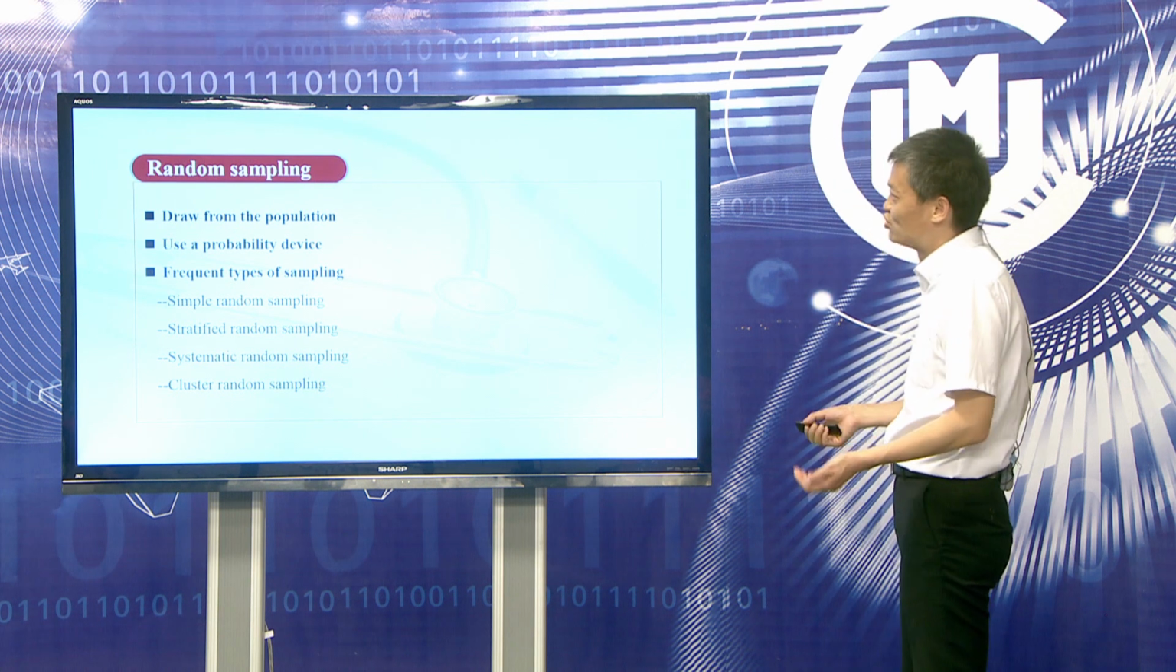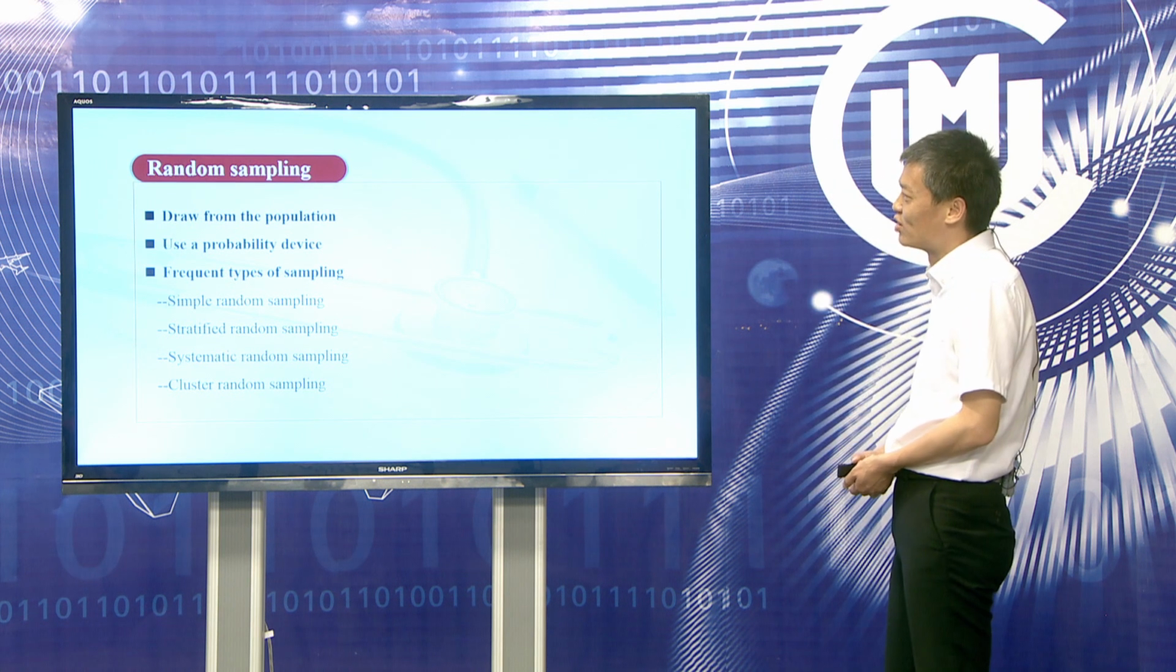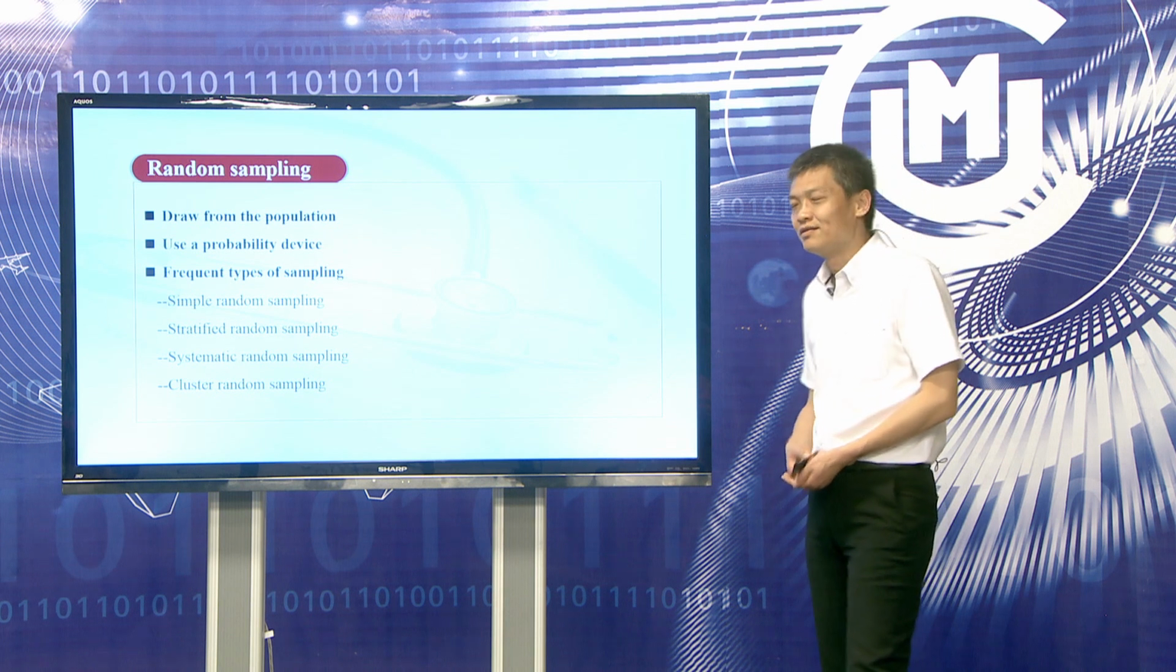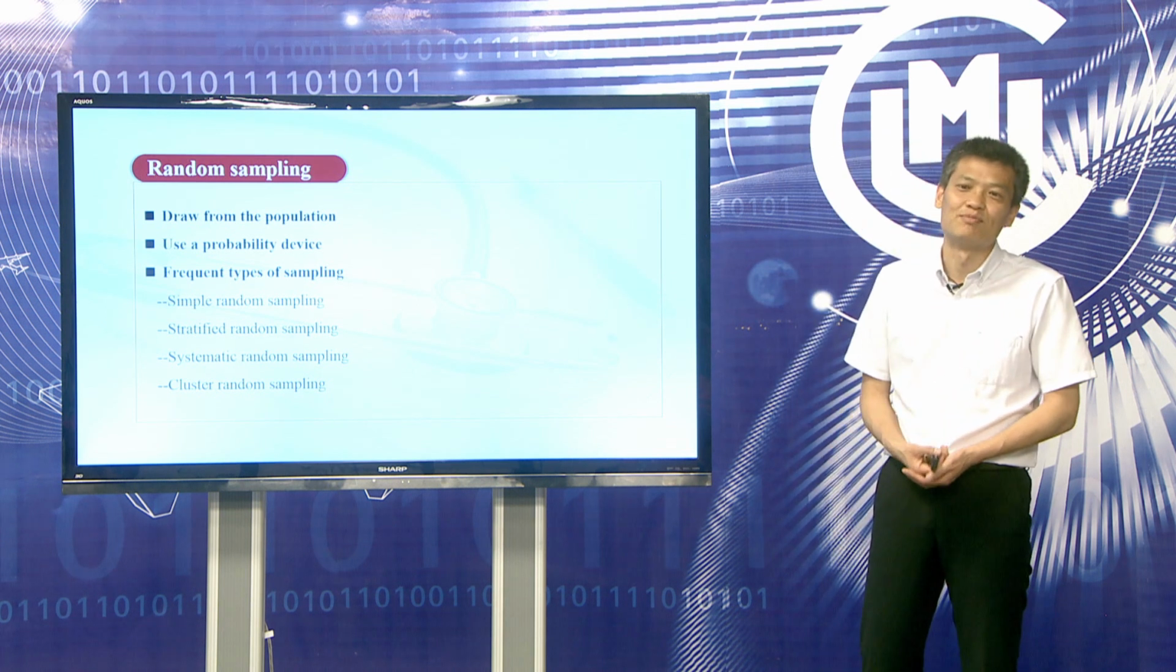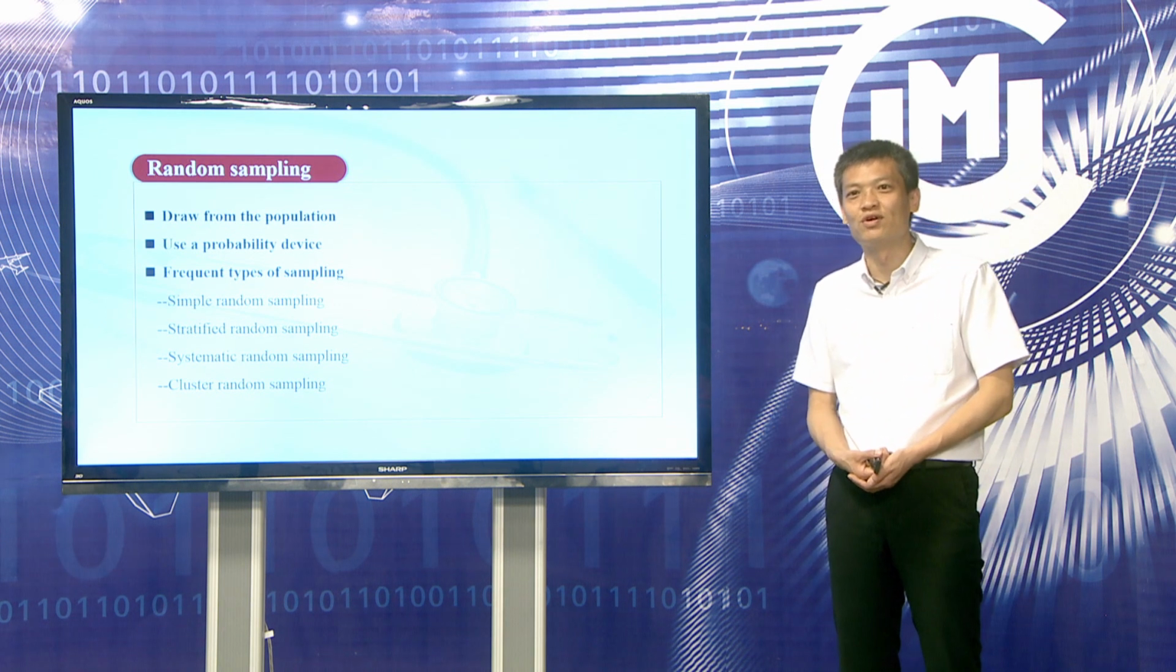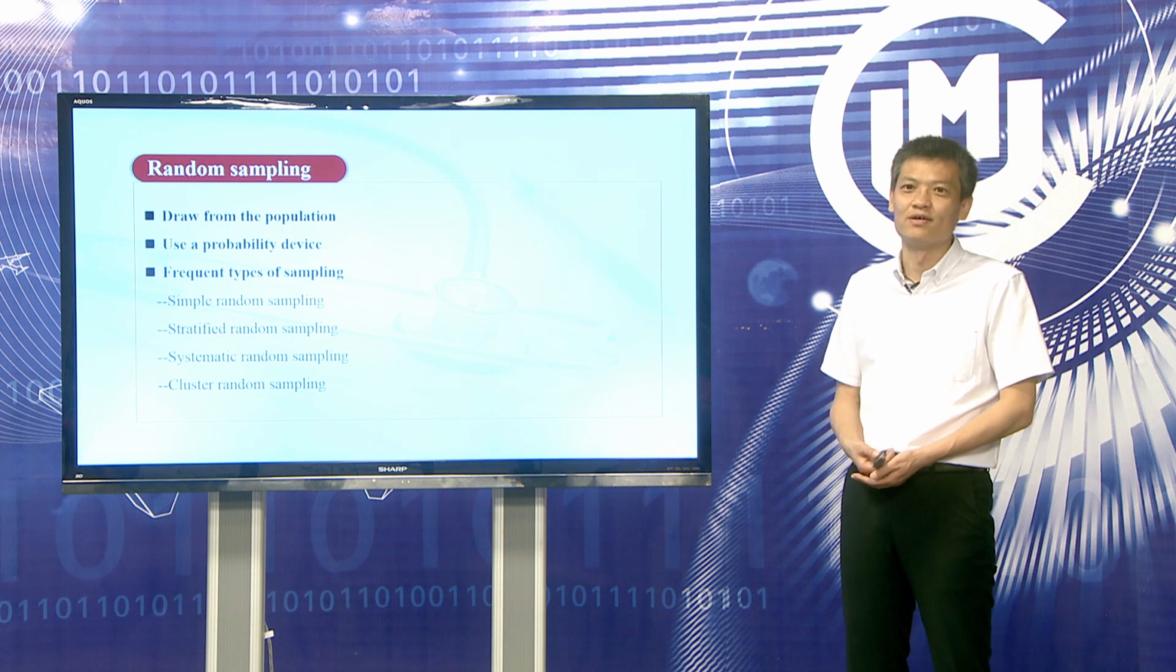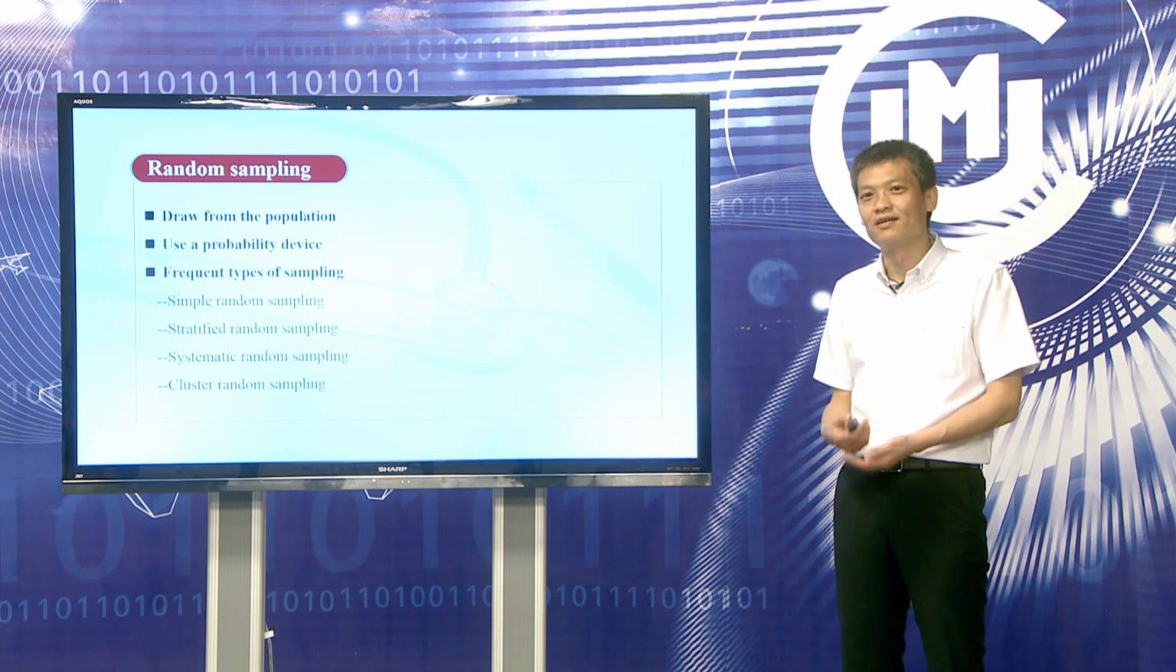Random sampling is drawn from the population using a probability device. Today we will introduce the frequent types of sampling, including simple random sampling, stratified random sampling, systematic and cluster random sampling.